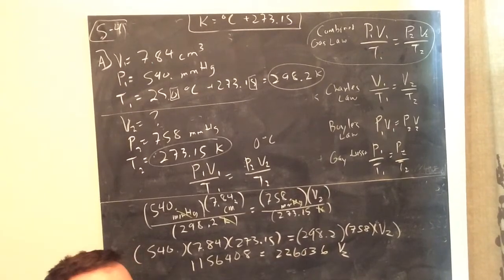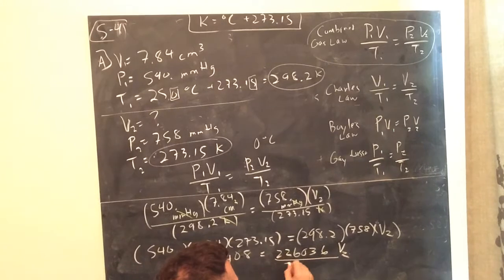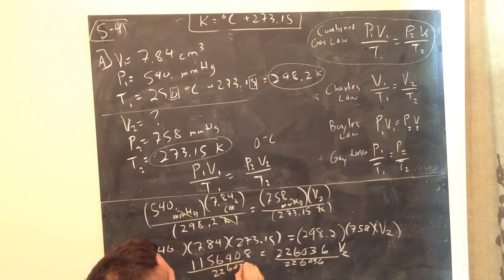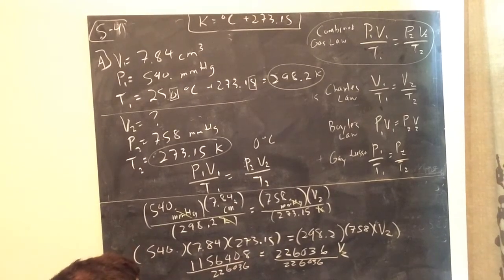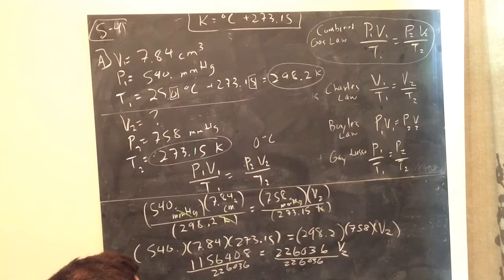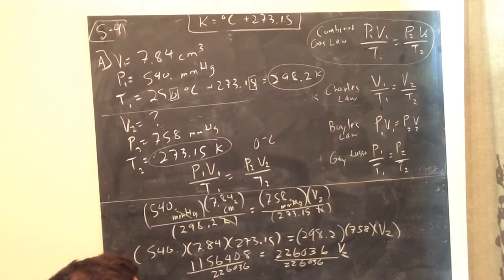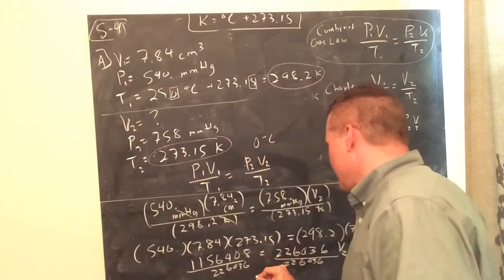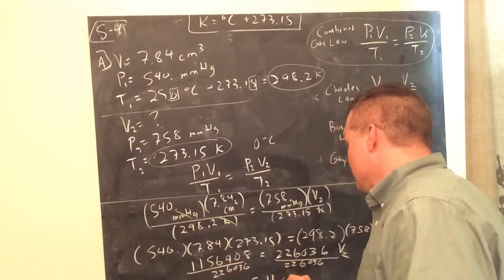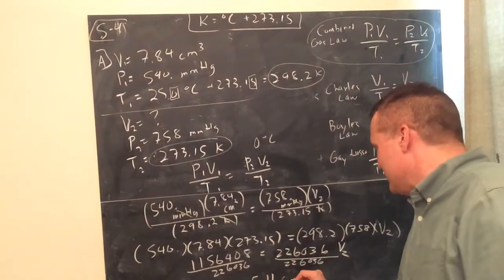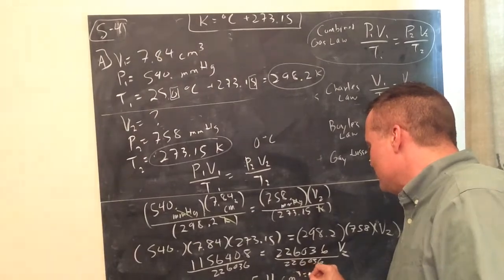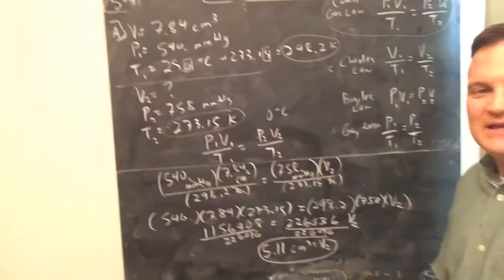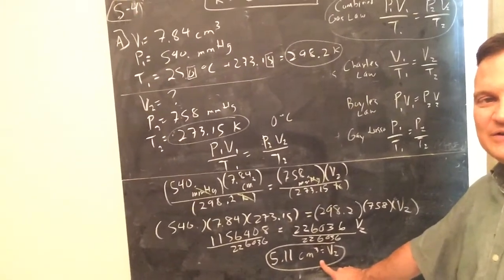Now I'm going to divide both sides by the number in front of V2, 226036. So let me see if I actually get the right answer here. 1156408 divided by 226036. And I get 5.11 cubic centimeter. I'm going to circle it, and I'll bring it down a little bit so you can see. So 5.11 equals V2 from all that math.